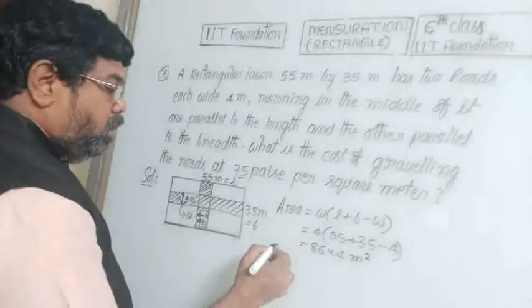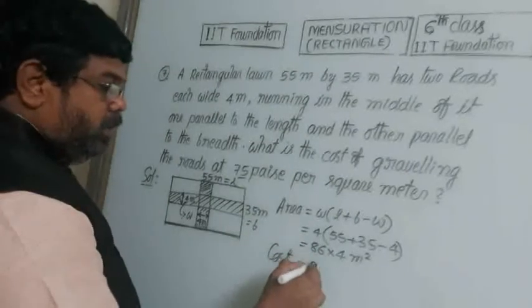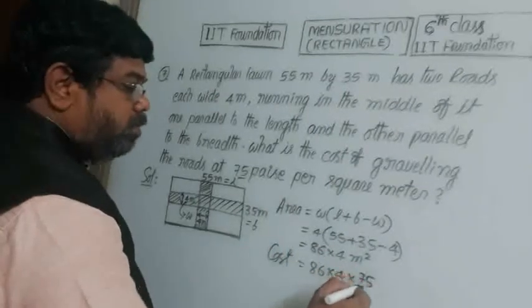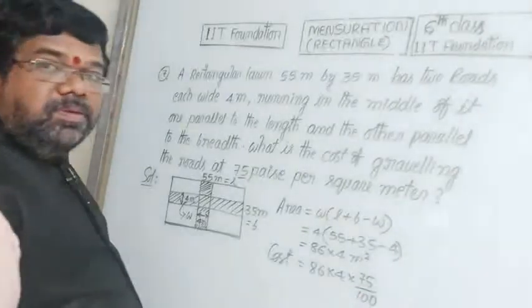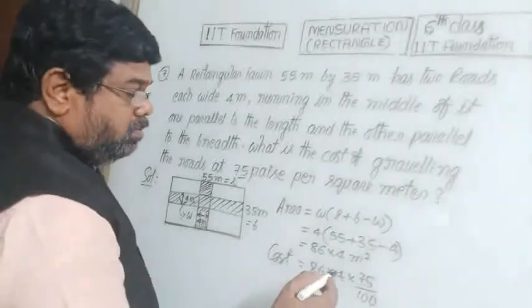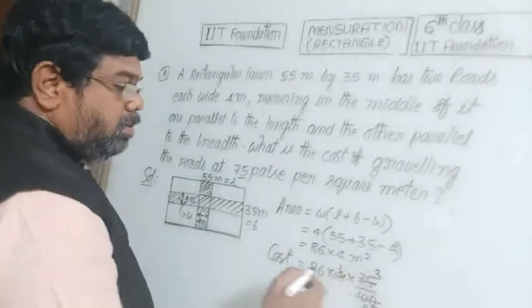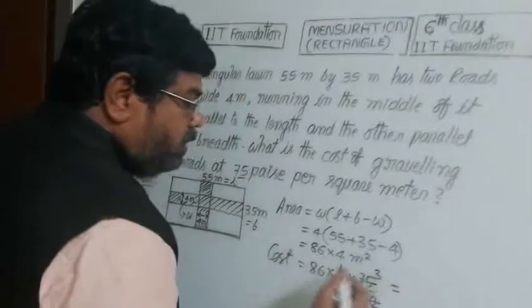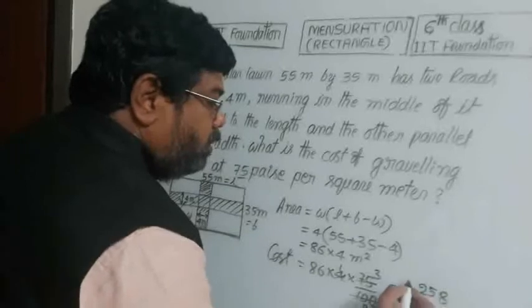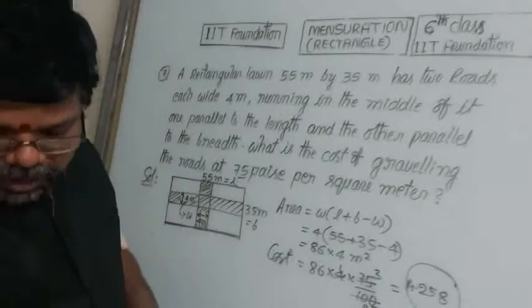Okay, now the cost. 86 into 4 into 75 paise, that is 75 by 100. It is given in paise, so convert into rupees. Now what is its value? Cancel this value, 100 and 4 cancel with 25 into 3. 86 into 3, how much? 3 6s are 18, 3 8s are 24, plus 1 is 25, so 258. What is the cost? 258 rupees. Okay, 258 rupees.